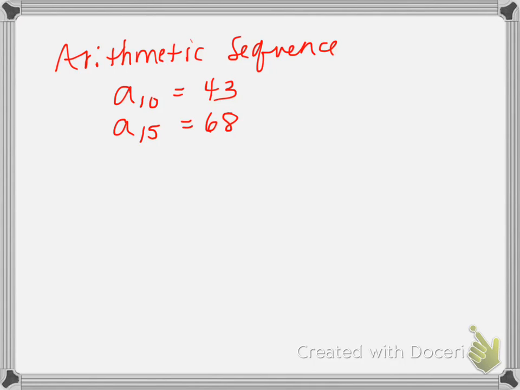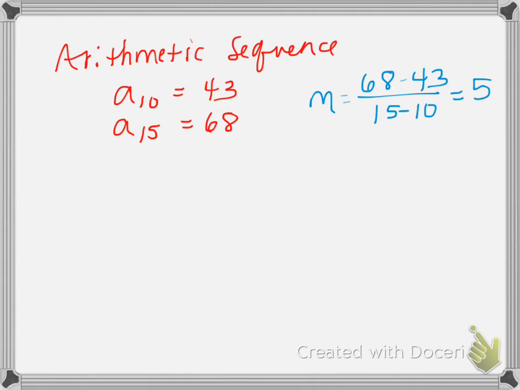So what I know about arithmetic is that it's linear. So I know, first of all, that I can get the slope. The 68 and the 43 are like the y values. The 15 and the 10 are the x values. So I'm just going to do like I normally do with slope, subtract the y's over subtracting the x's. You get 5.